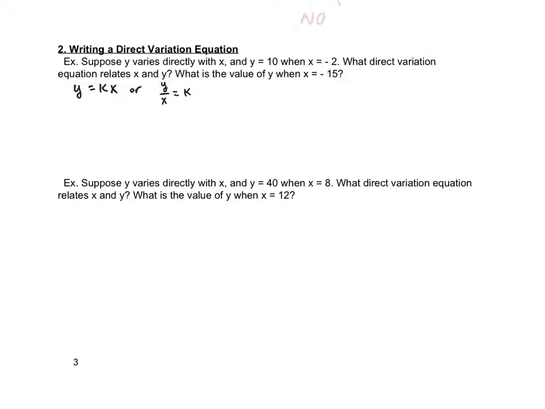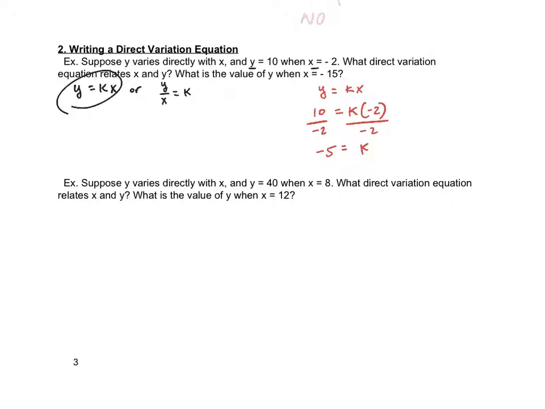If I take this and substitute in my values of y and x, I have y equals kx. Doing my substitution, y is equal to 10, so 10 equals k times x, and x is negative 2. To isolate my constant of variation, my k, I divide both sides by negative 2, and I know that my k is going to equal negative 5.